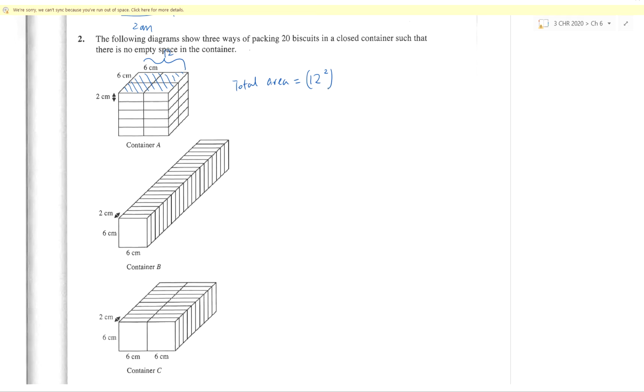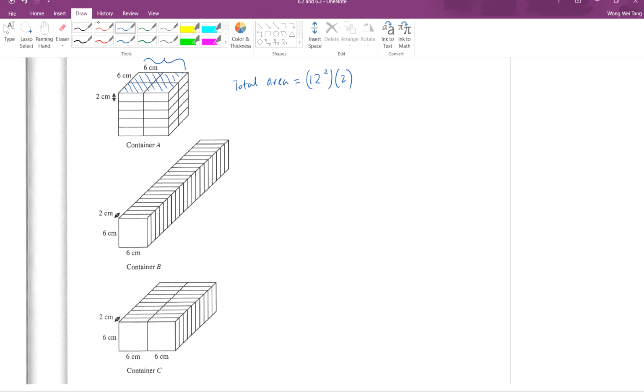But how many of these are there? There are always 2. One on top, one below. The one below is hidden, you cannot see it. So you multiply this by 2. Okay, so now I have the area for the top and the bottom, represented by blue color. Now, I'm going to calculate the area for the sides.